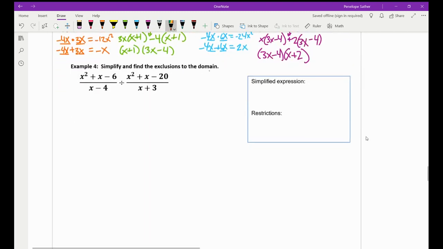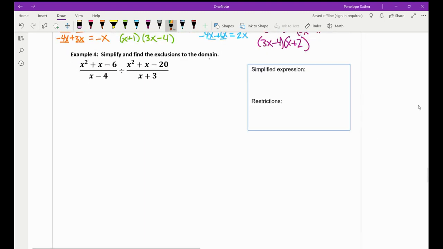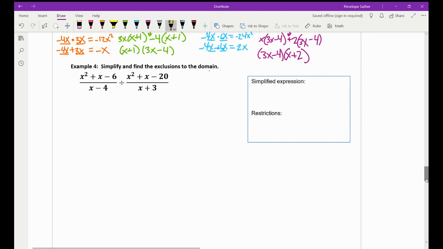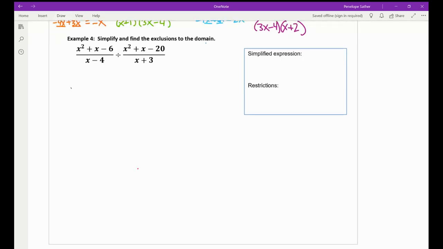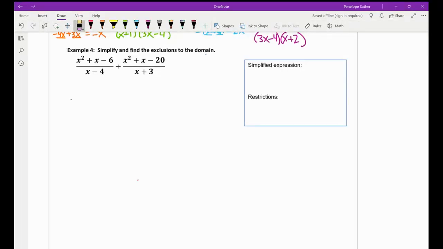Got one more problem for today, and then we'll call it a day. Please just draw here. Don't move anything.